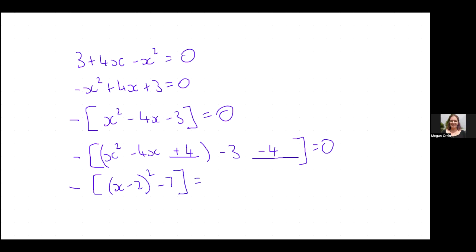Now this is incomplete. I've got too many brackets, so I need to get rid of my outer set of brackets. So now this looks like that, and this becomes +7 because this negative belongs on this and it belongs on this. So that is what I should have in the end. Now, this is just turning it into completing the square form.